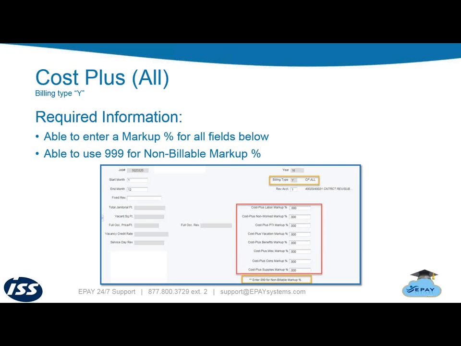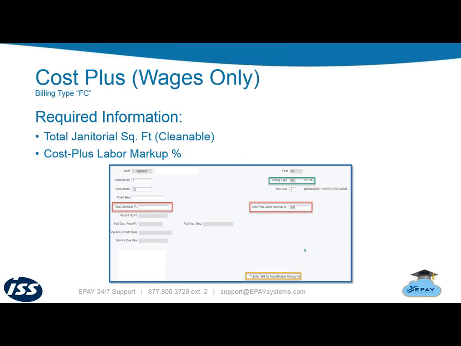If any of these fields have a non-billable markup percentage, we can also accommodate that by entering 999 in this field. Switching to cost plus wages only, billing type known as FC, the required information that we enter in JDE is going to be the total janitorial square footage and, of course, the cost plus labor markup percentage. Entering 999 for non-billable markup percentage is also an option.